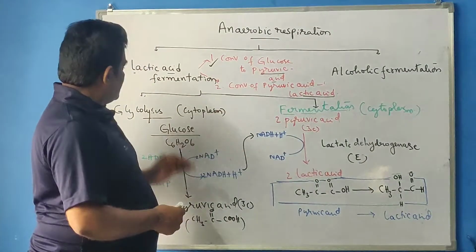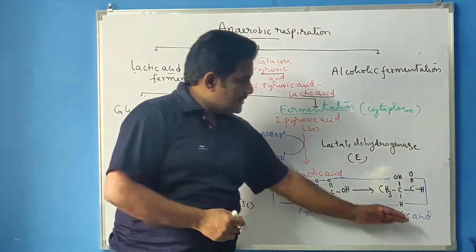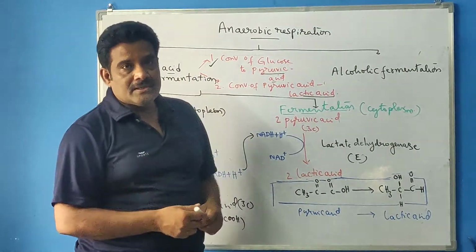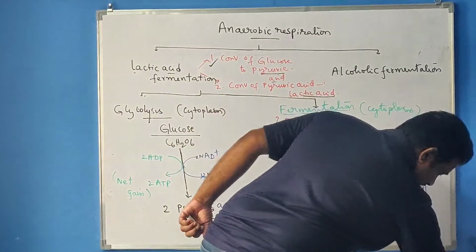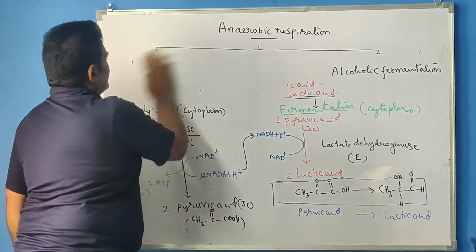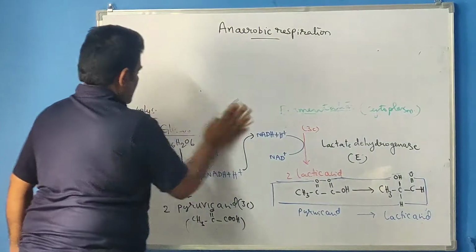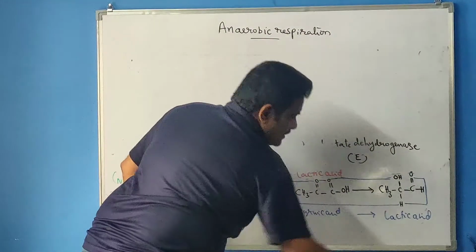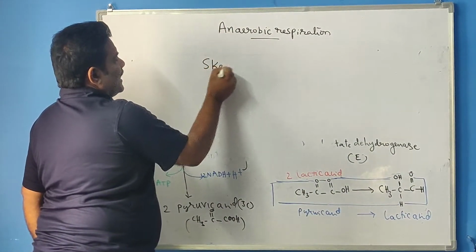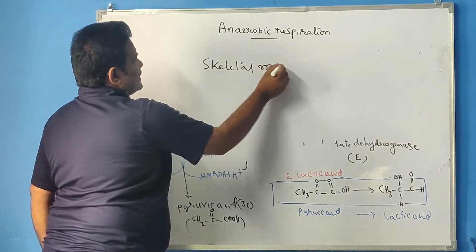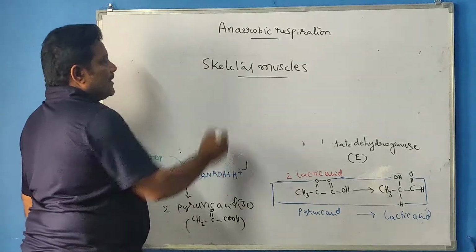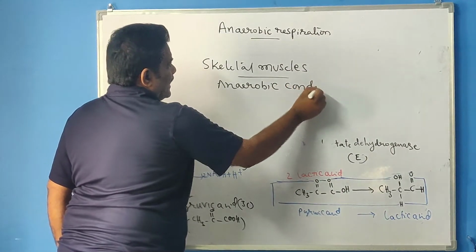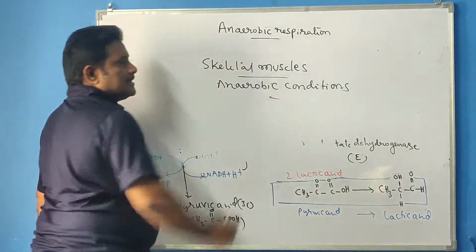The same process I told you, the reduction of pyruvic acid to lactic acid, happens in animals also. In muscle cells, in our skeletal muscles, what is happening? Let us study here. In our skeletal muscles, sometimes anaerobic conditions can be created. Anaerobic conditions means oxygen is not available to the muscles here.